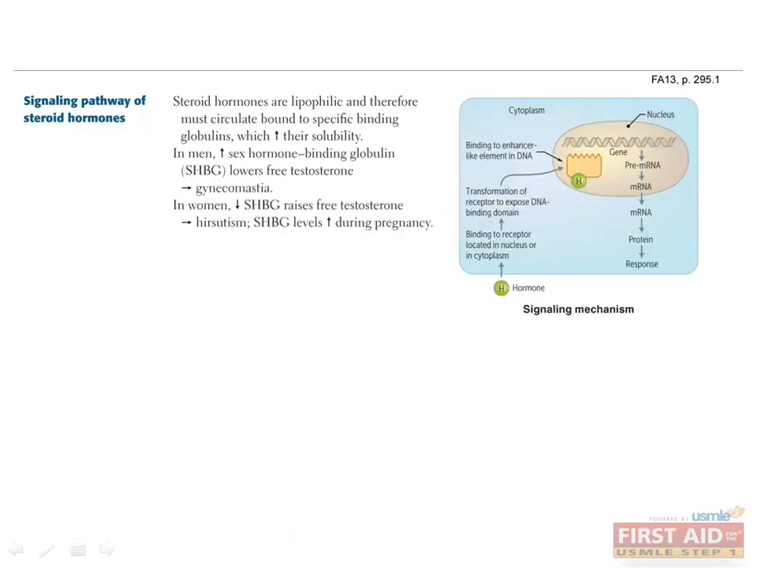Binding globulins increase the solubility of the steroid hormones they carry and improve delivery to target tissues. The serum level of binding globulins often has clinical relevance. For example, sex hormone binding globulin, or SHBG, is the specific carrier for sex hormones such as testosterone. Increased levels of SHBG lower the amount of free testosterone. In men, decreased free testosterone manifests as gynecomastia. When the levels of SHBG drop in women, there is more free testosterone in the bloodstream, which manifests as hirsutism, which is male pattern hair growth.